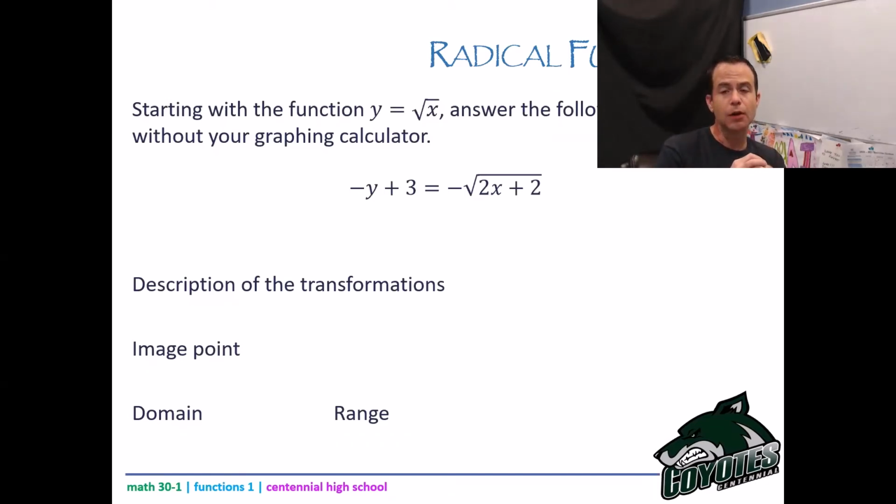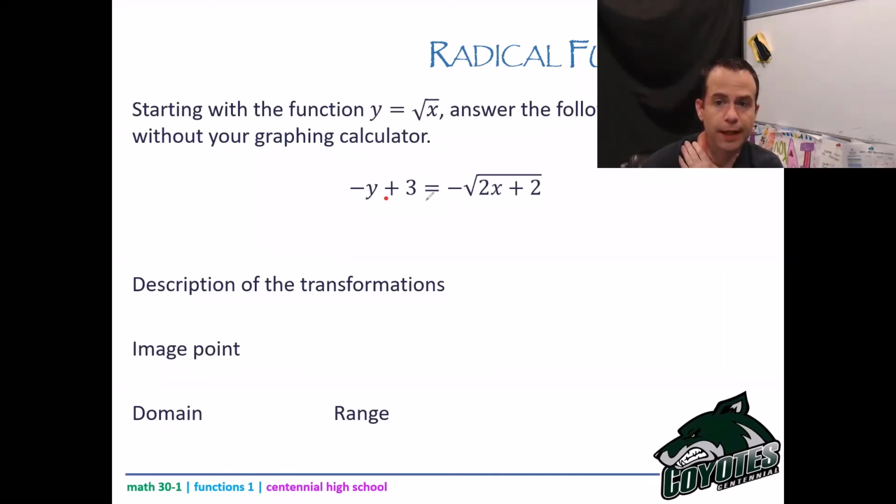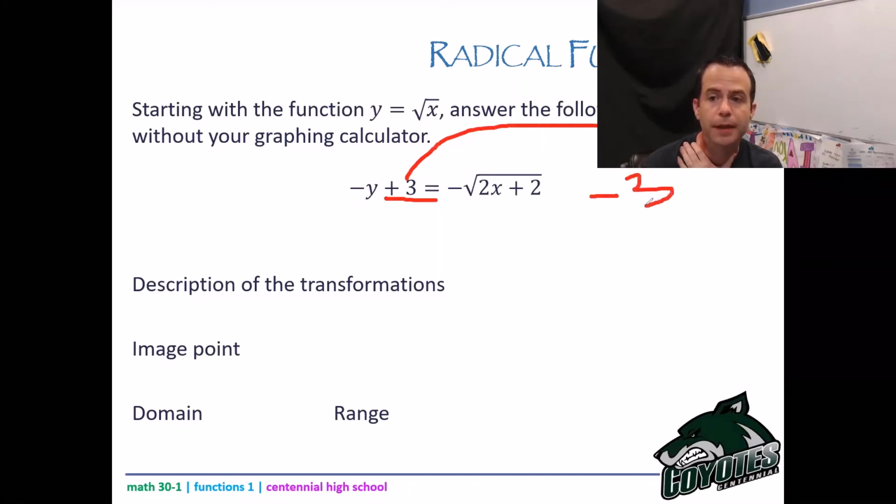Okay, then I got some other funny business happening. You want to bring that 3 over here. So that'll be negative 3. But then you also have to divide by negative 1 essentially so that you get rid of the y.